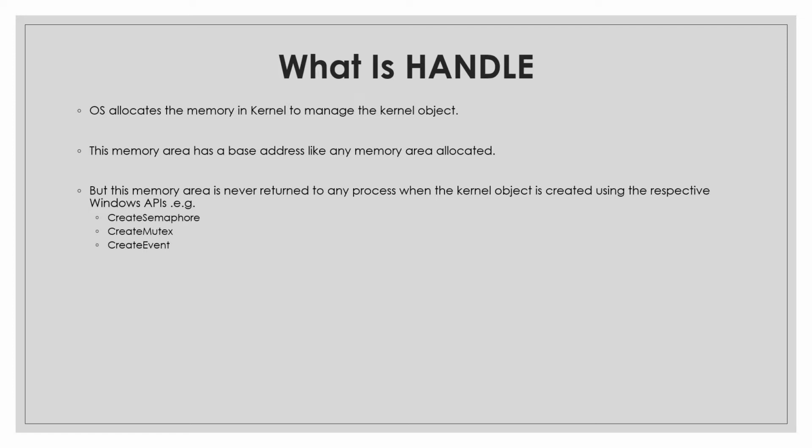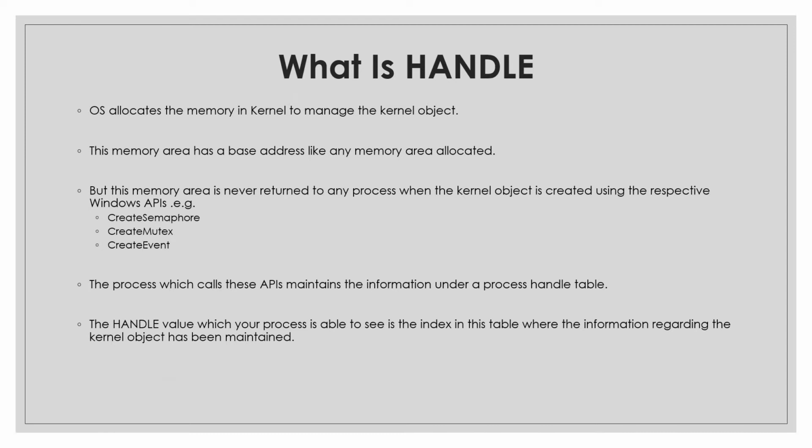The memory is allocated for the kernel objects, and this memory area is never returned to the process when you call these functions. The process which calls these APIs maintains the information in a process handle table, which we will discuss on the next slide. The handle value which your process is able to see is the index in this table where the information regarding the kernel object has been maintained. This handle is never an address value in any memory area.